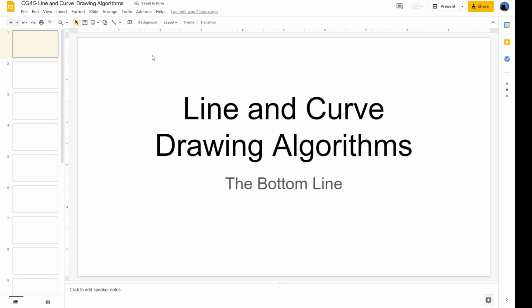So line and curve drawing algorithms, the bottom line, pardon the pun, I can't help myself sometimes. You should know that by now. Everyone enjoys a good pun, right? Hopefully, maybe not.